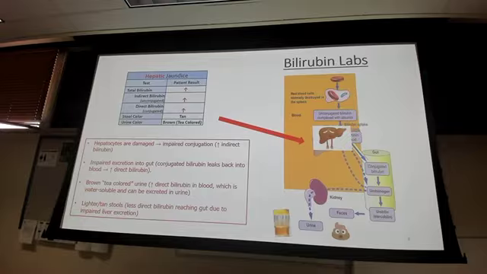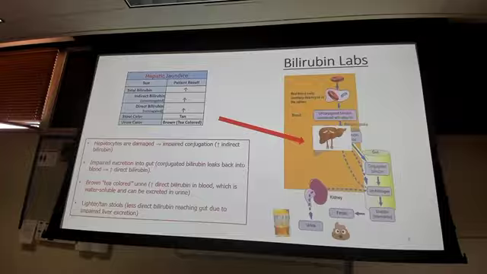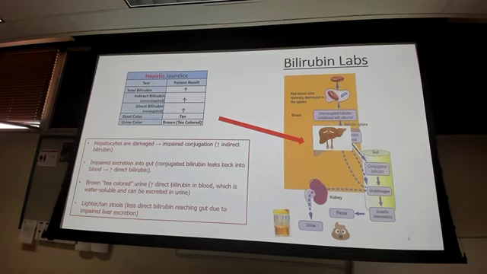Now, conjugated bilirubin, or direct bilirubin, is water soluble, right? So when we push that into the blood, now we can pee that out. When we pee, that urine is going to be darker. It's going to be like a brown kind of tea color, because that stuff's water soluble. Cool. Okay.